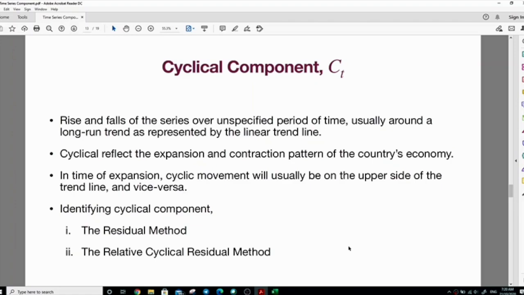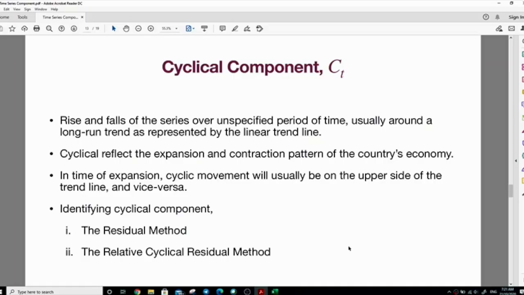So that's why we need quite a long observation to detect this particular component. And this cyclical component may reflect the expansion and contraction pattern of the country's economy. When we identify the cyclical component in a time of expansion, this movement will usually be on the upper side of the trend line, and vice versa.